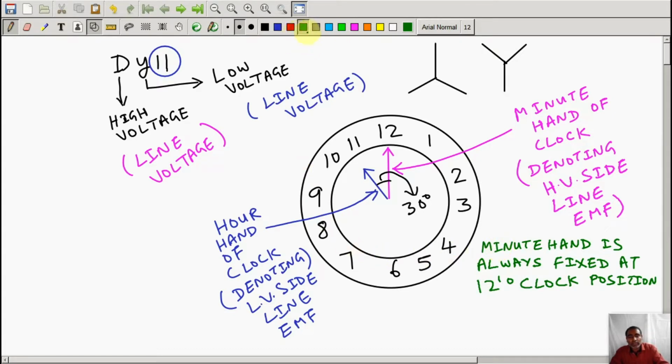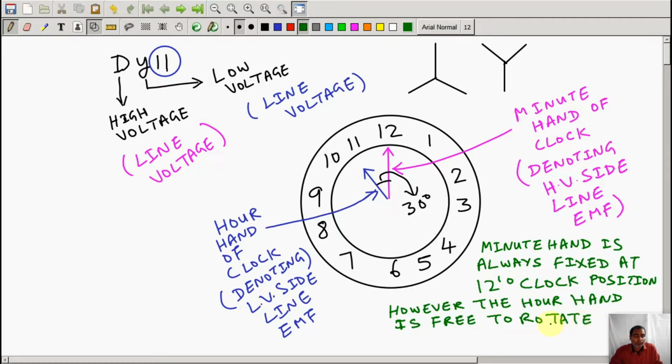However, the hour hand is free to rotate. You are free to rotate the hour hand. It can rotate to any position, but the minute hand is always fixed at the 12 o'clock position.